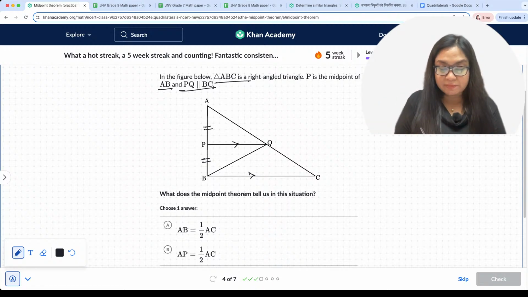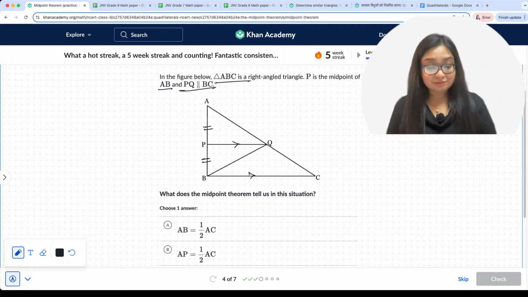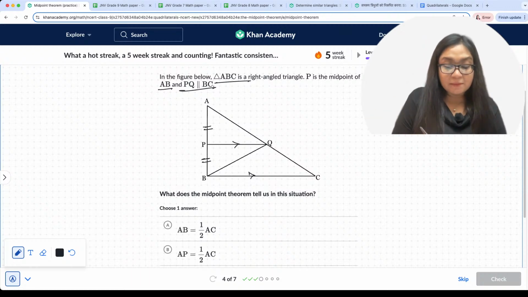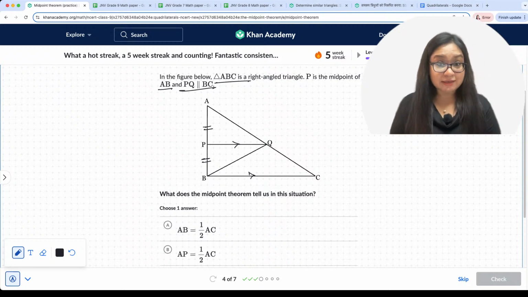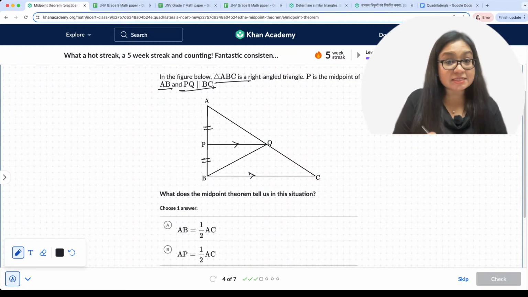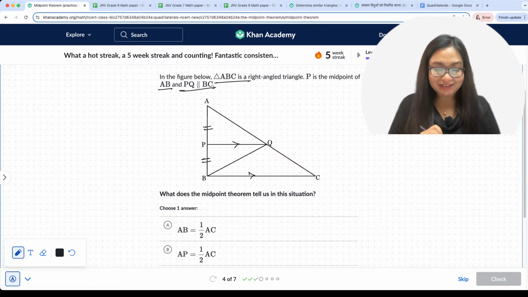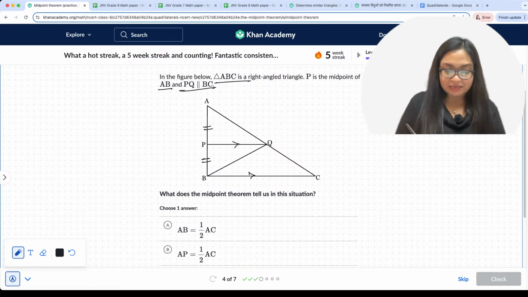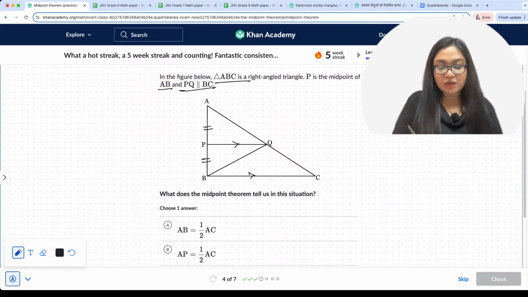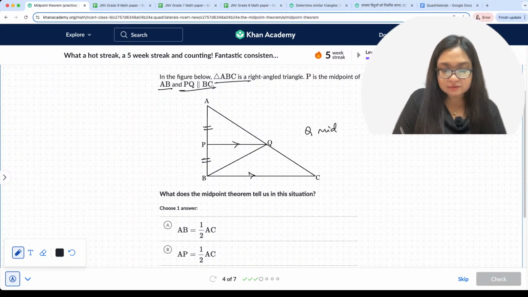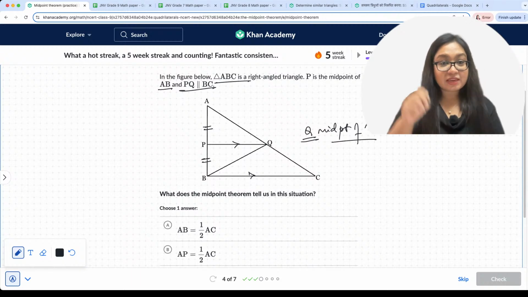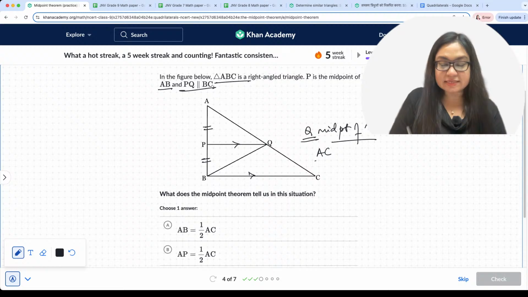Now, what does the midpoint theorem tell us in this situation? So it tells us that the line starting from midpoint of one side and parallel to the other side is going to cut the third side at its midpoint, right? It is going to bisect the third side. That means यहाँ पर AQ will be equal to QC, or Q will be the midpoint of AC. Correct? Midpoint of AC.